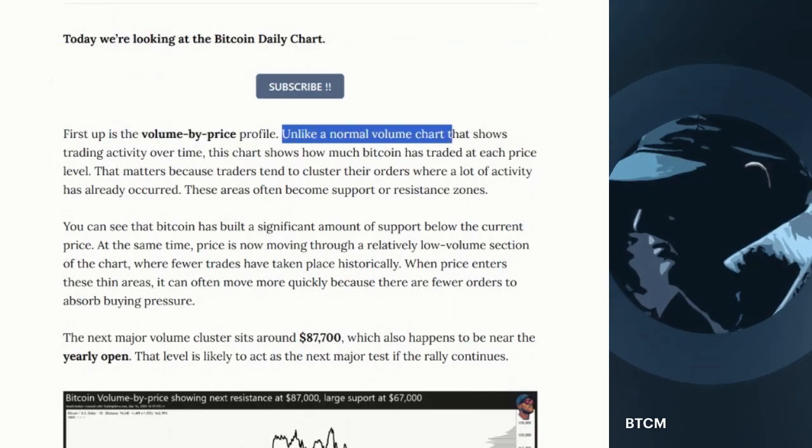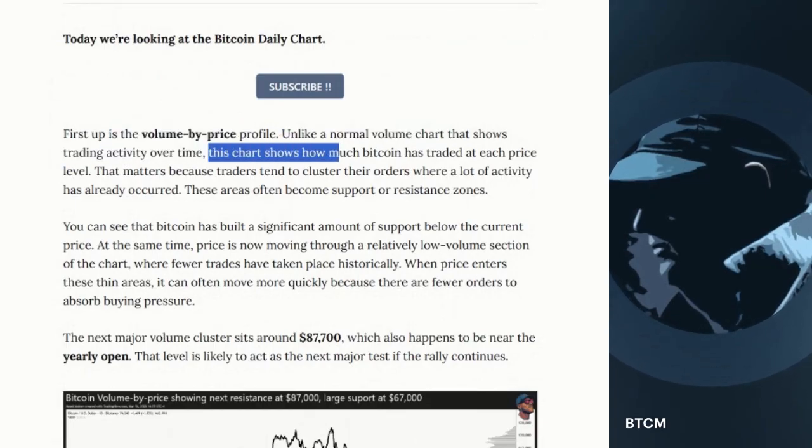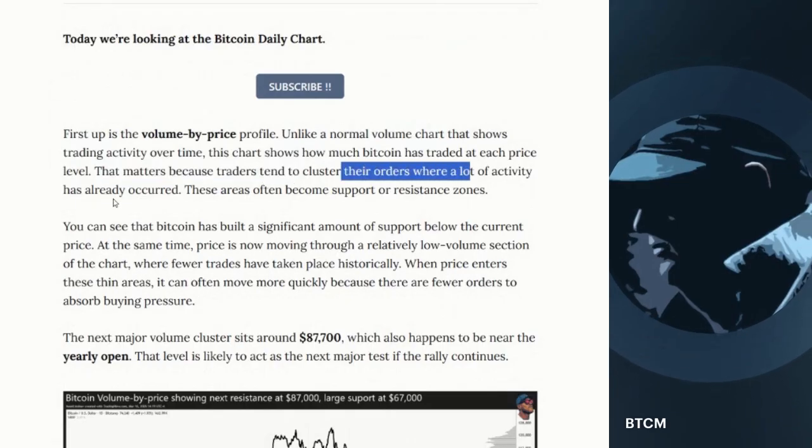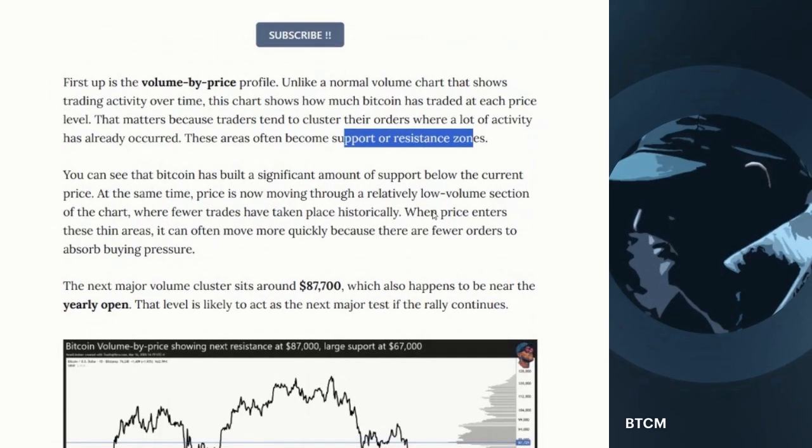Unlike the normal volume chart that shows trading activity over time, this chart shows how much Bitcoin has traded at each price level. That matters because traders tend to cluster their orders where a lot of activity has already occurred. These areas often become support and resistance zones.